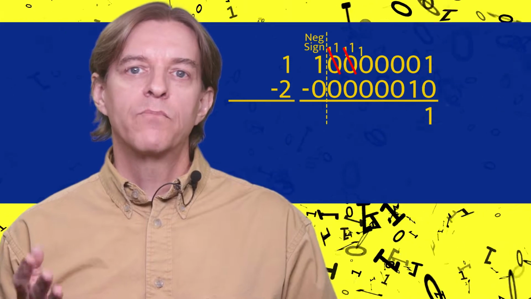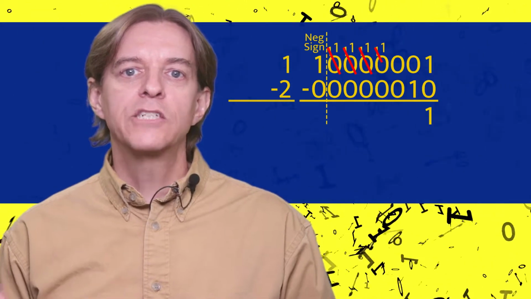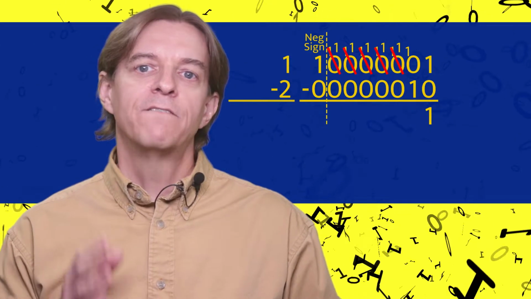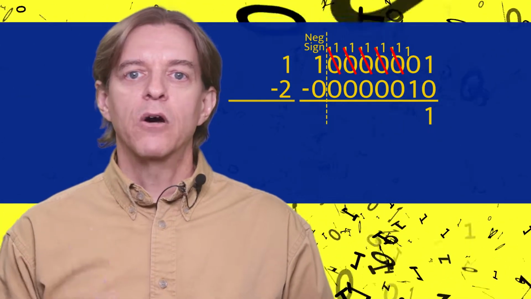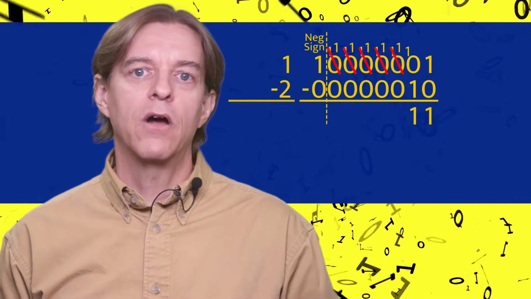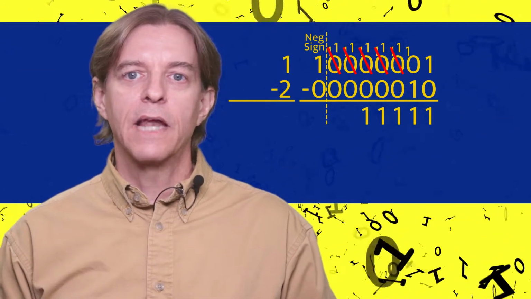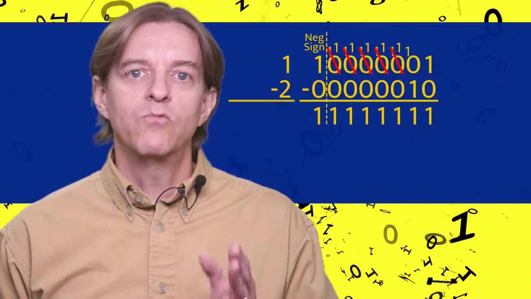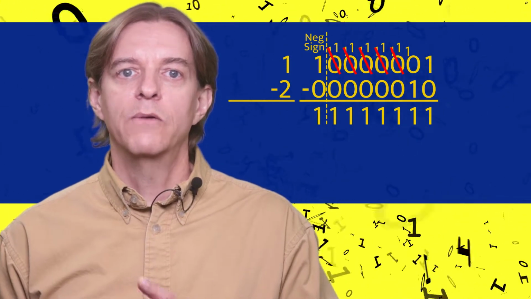This borrowing propagates all the way back, leaving 1s in each column, just like we had 9s in our earlier decimal example. Finally, back to the first column with the borrow, and that subtraction can be done, leaving us 1. Because we have zeros in all the remaining columns, the borrows drop down like the 9s did in our first decimal example. This gives us a final value of 11111111.